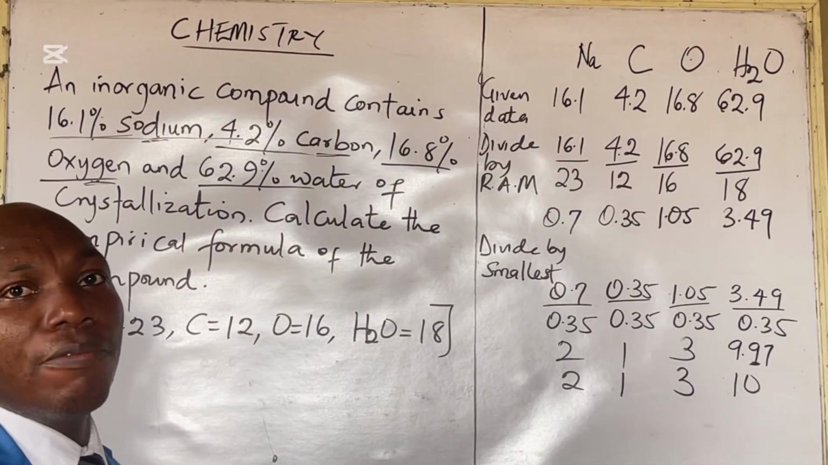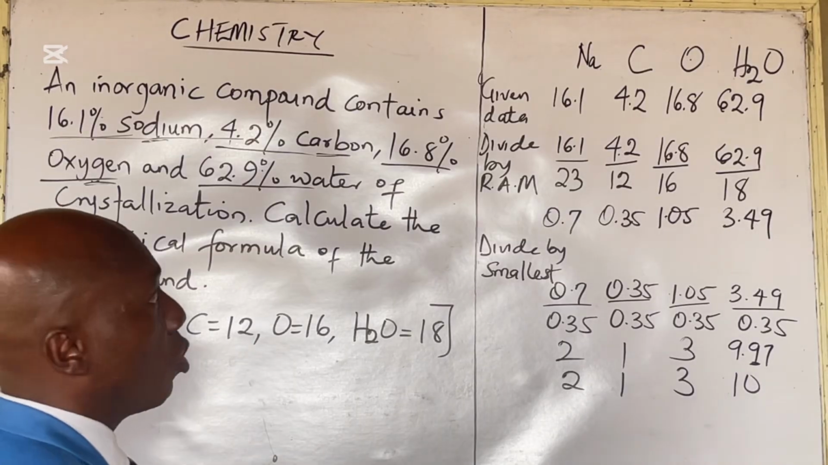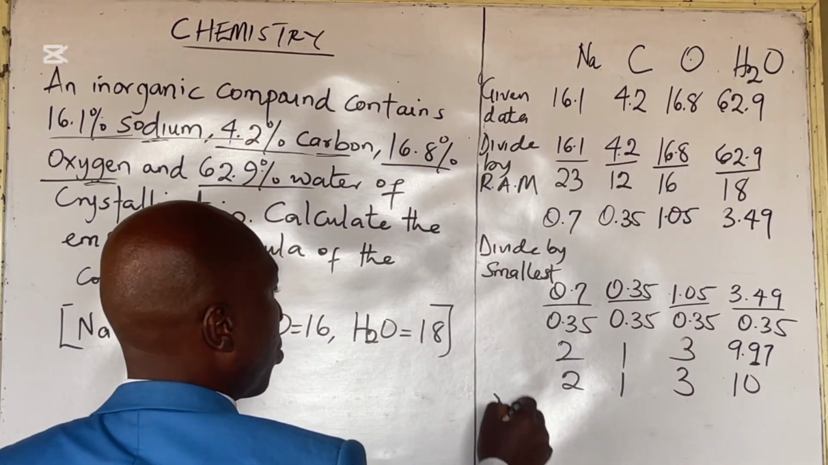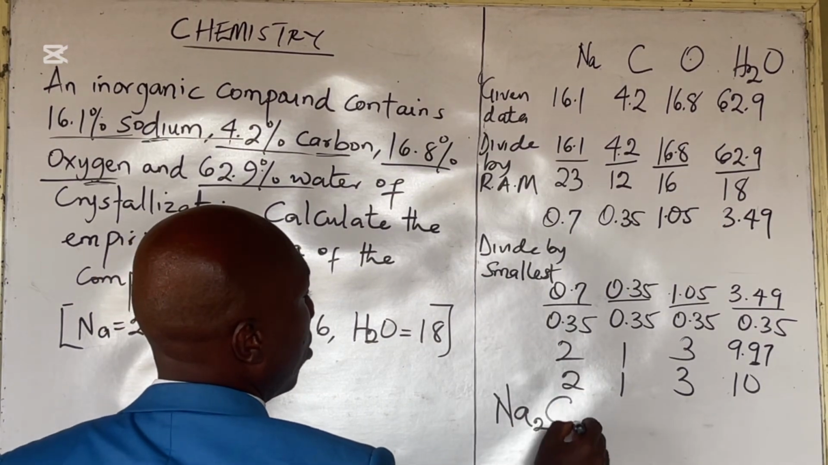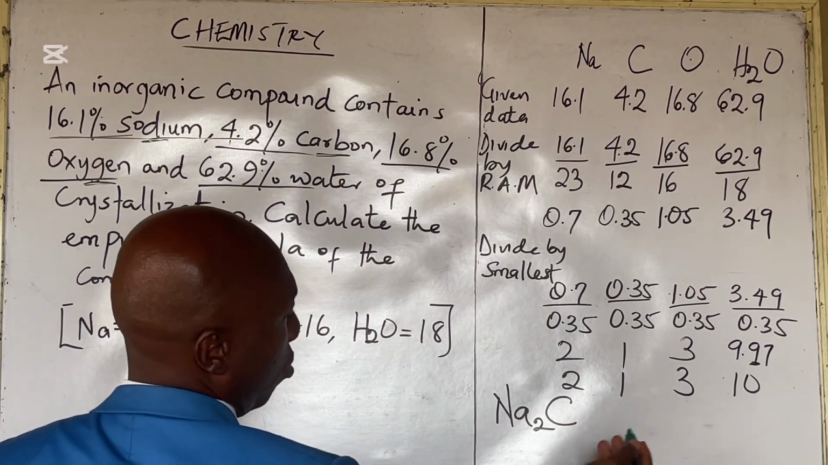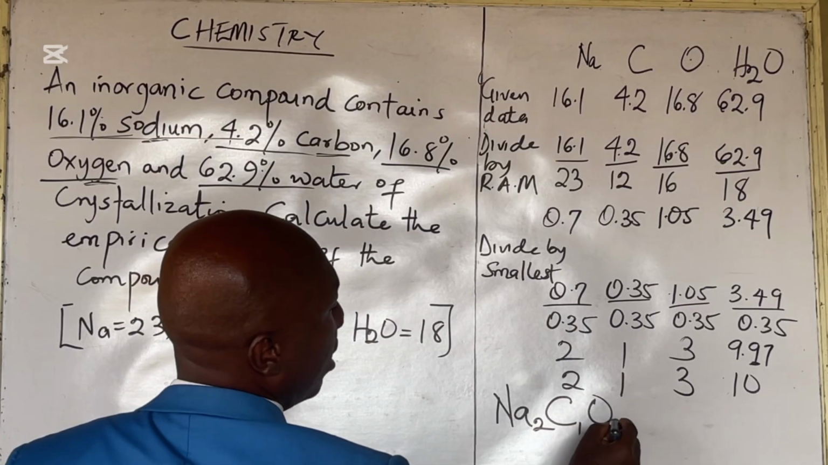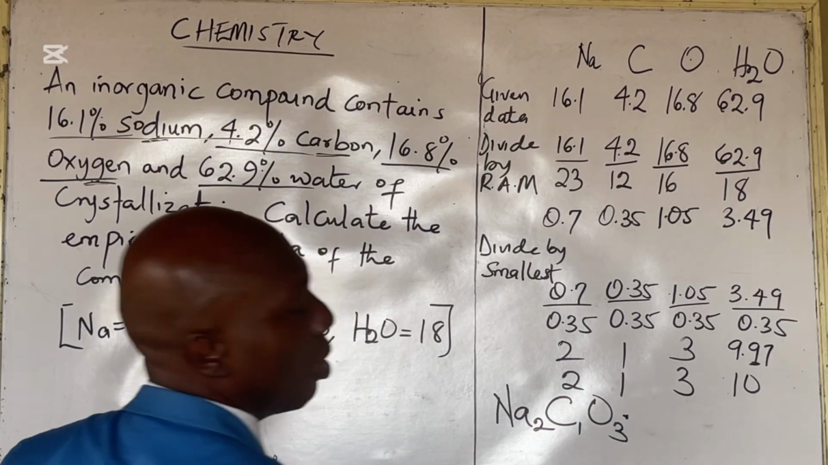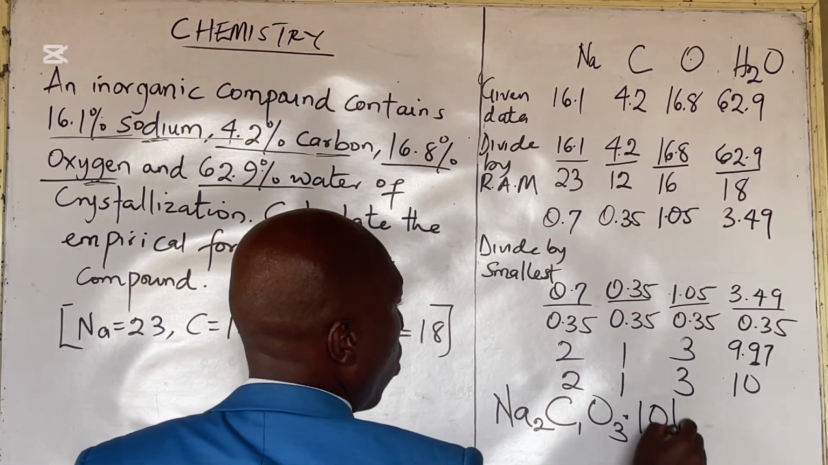So the formula for the inorganic compound with water of crystallization is: sodium is 2, carbon is 1, or you leave it, oxygen is 3, and it has water of crystallization of 10. So we have 10 water.